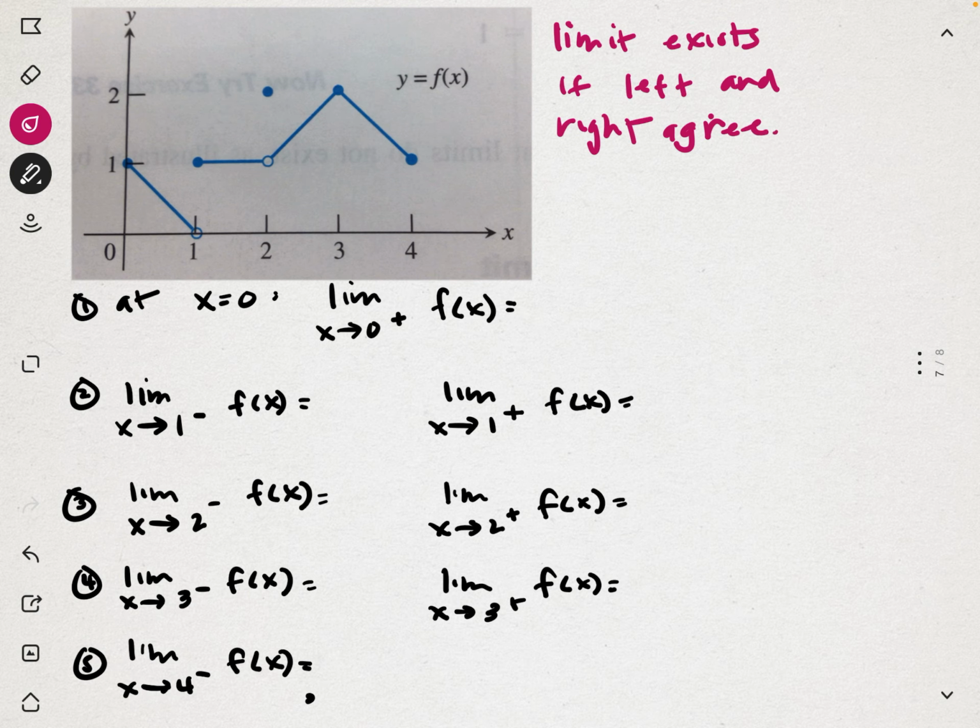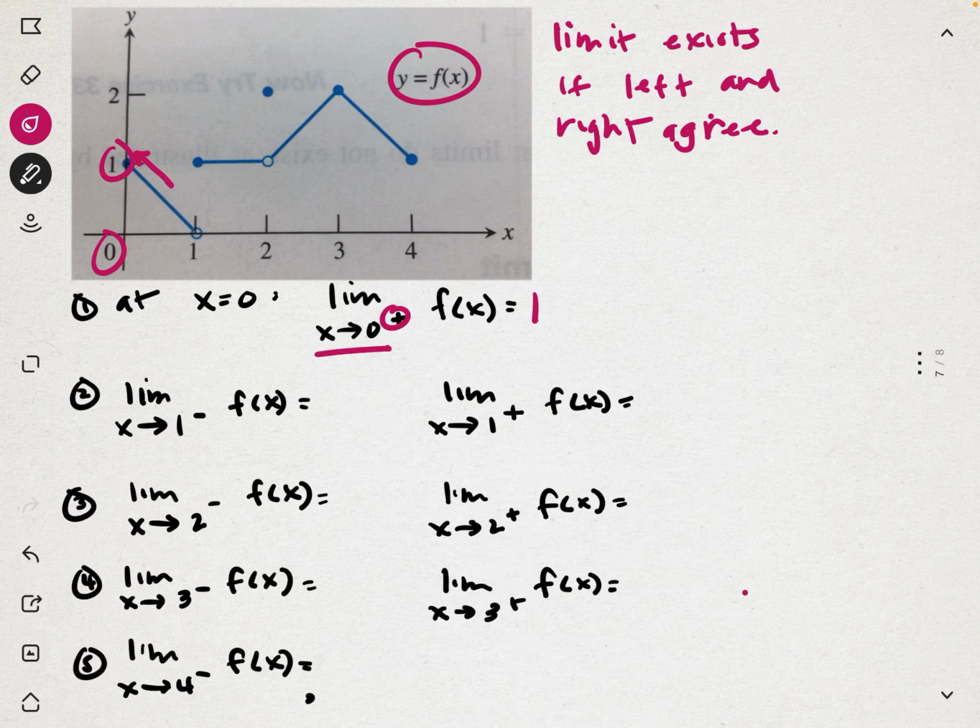It's showing y equals f of x. So the first thing is at 0. So at 0, what's happening here? Well, we can't look at left and right because that's the end of the graph, right? So what it's telling us to do here is find the limit as x approaches 0, and the plus means from the positive side. So we're moving from the positive side towards this 0. So the value of our function here is going to be 1. The limit as x approaches 0 from the right is 1.